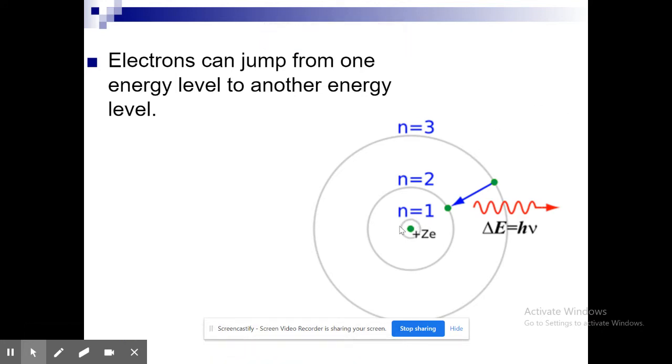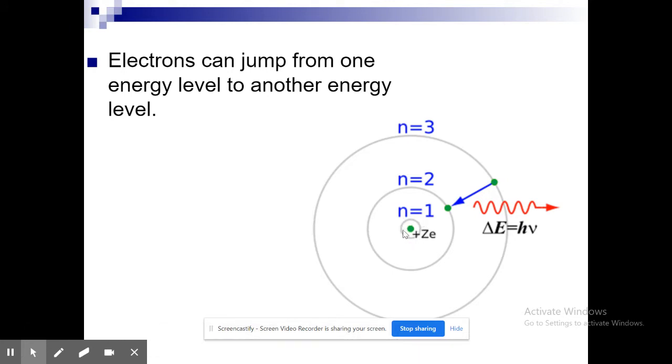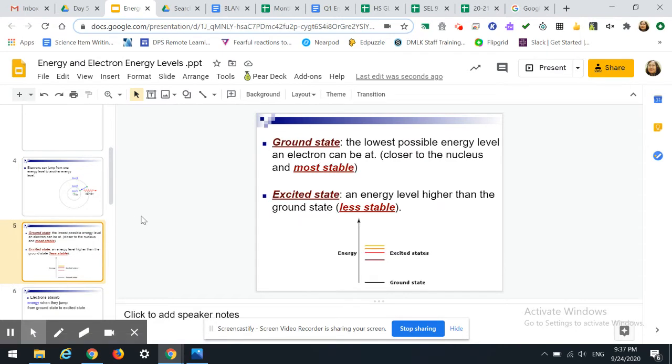Okay, so electrons are orbiting around those energy levels. The lower energy level is closer to the nucleus. They can change, just like when you climb the stairs, they can go up to another energy level. Okay, so there are two vocabulary words. One is the ground state. Ground state is the lowest possible energy level the electrons can be at. It's the closest to the nucleus. It's the most stable. Once the electrons jump to a higher energy level, we call it the excited state.